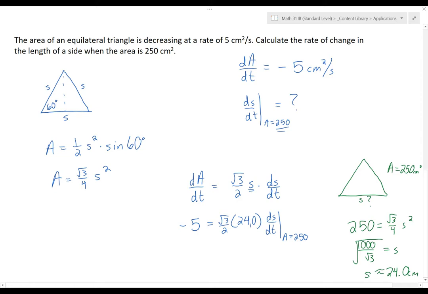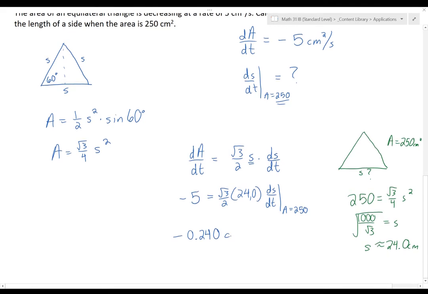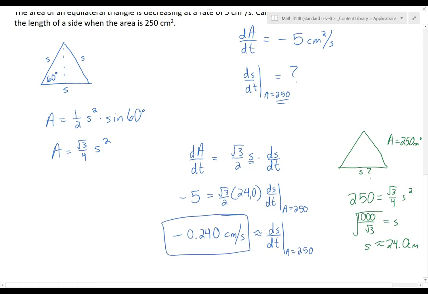So I'm going to take that 24, I'm going to multiply it by root 3 over 2. Then I'm going to take -5 and divide it by this value. So I have approximately -0.240 centimeters per second is the change in the side length with respect to time at that moment. Notice that it is negative because it is decreasing. If you don't write the negative sign, that's fine, but then you have to write the word decreasing. There has to be an indication that you understand that this side is shrinking.